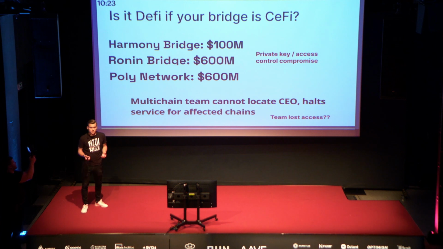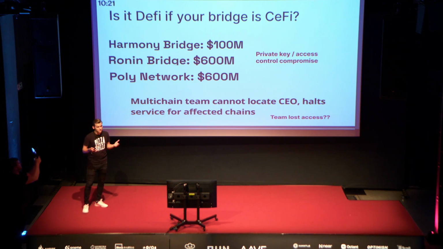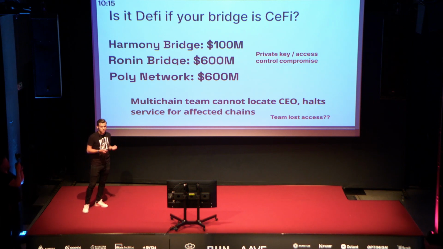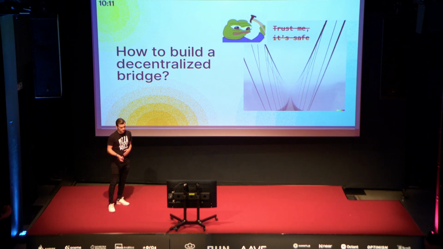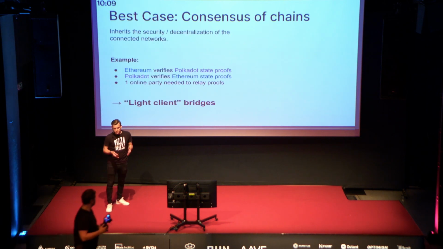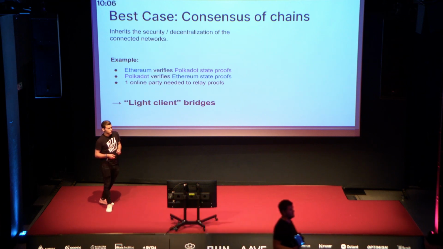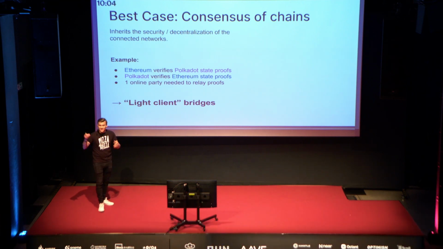So generally centralization introduces risks, and in a decentralized network like Ethereum and L2s and other chains, we actually don't want that. We use these systems to avoid centralization. So the question is, how do we build a decentralized bridge? And the way to do this is to try to use consensus of the chains that are involved, and then to try to inherit the decentralization and security properties of the two networks that you're interacting with.